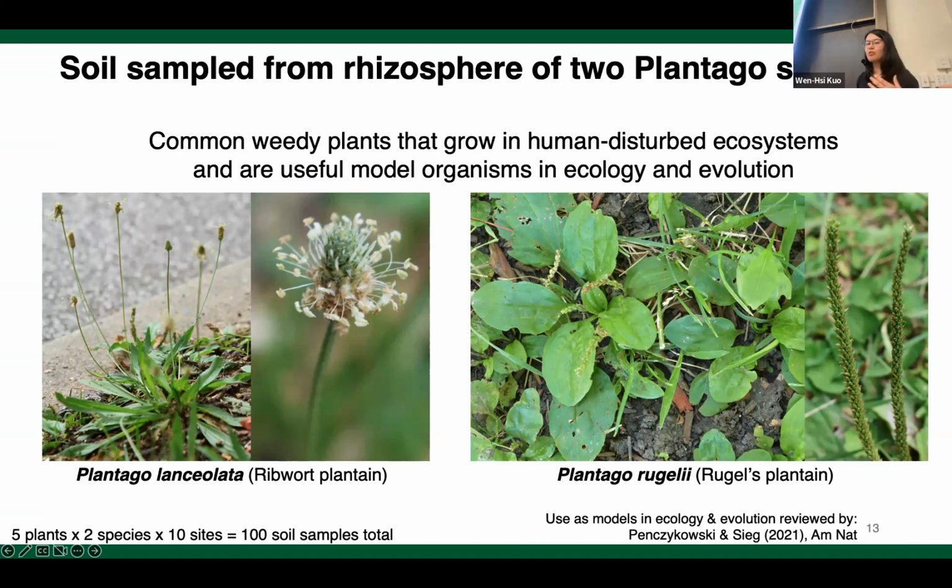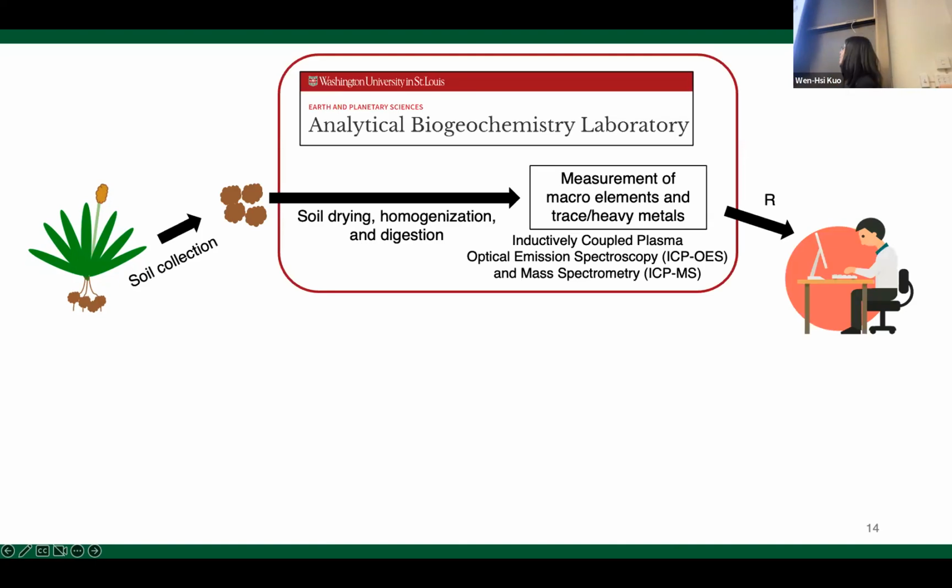And so going back to what I actually did with these plants, I sampled soil from 5 plants of each species at 10 sites, so a total over here of 100 soil samples. And here we have a little cartoon Plantago lanceolata, because you're wondering, what do you even do with these soils? Well, I'm about to show you. So first we have the little soil near the roots, collected some of that soil, and then the analytical biogeochemistry lab at WashU did the analysis for trace metals, heavy metals, and macronutrients.